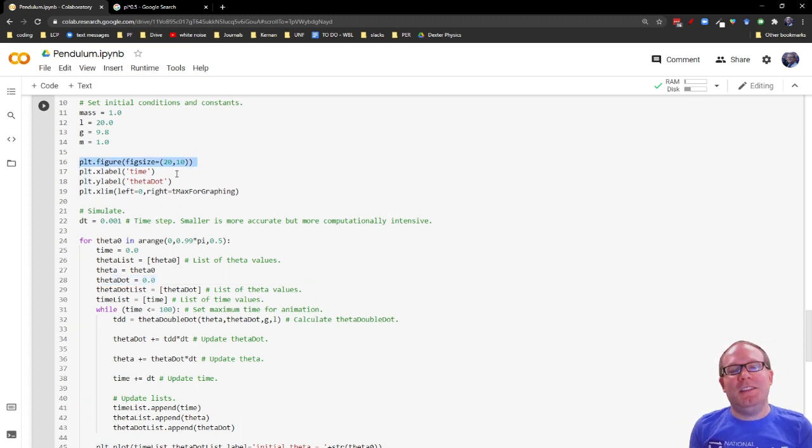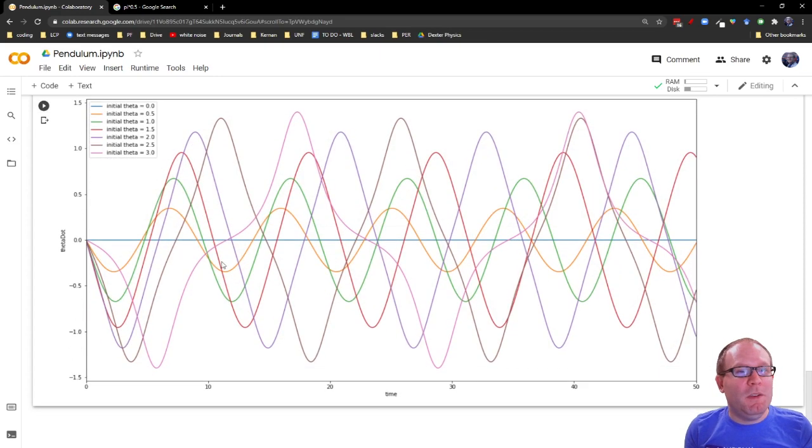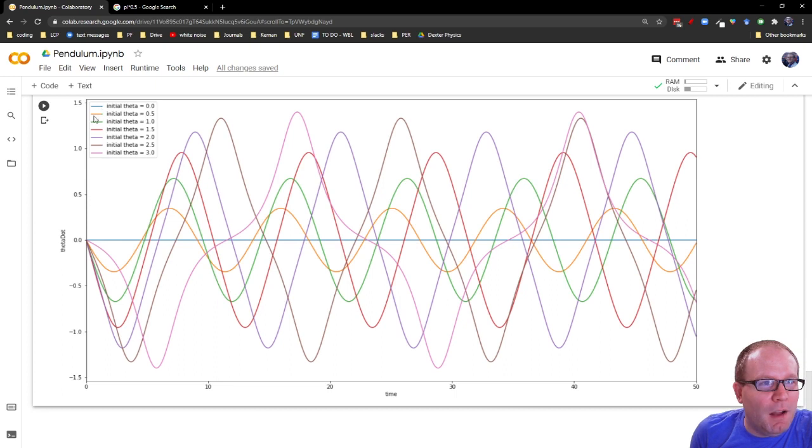I also realized I needed to make the figure size a little bit bigger to show all of the wonderful things going on in this graph. Here what we've got is a graph of theta dot versus time for several different pendulum experiments where we release it from a different initial angle each time. For the smallest ones, blue and orange, you get what you would expect. Orange, you get this oscillation. Blue, you get a flat line, right? Because it's in equilibrium there.